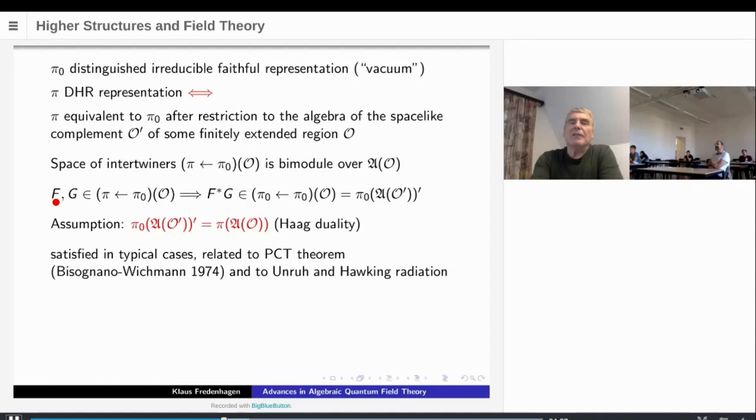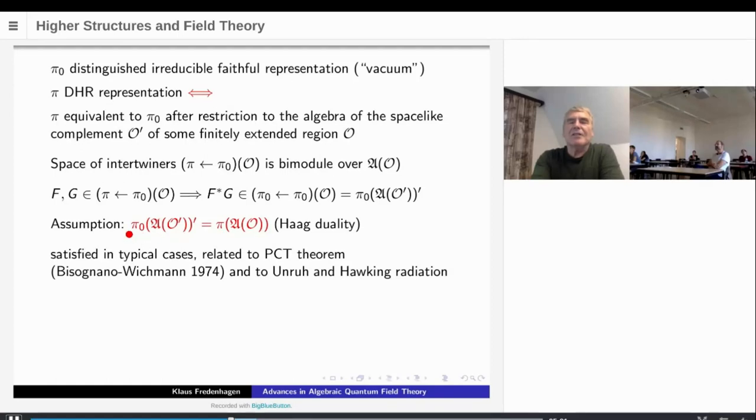Now let us look at two intertwiners, F and G, intertwiners from pi naught to pi, and form the product F star times G. This is now an operator from the vacuum Hilbert space to the vacuum Hilbert space. So it's an intertwiner from the vacuum representation to the vacuum representation. And by definition, it commutes, so this prime denotes a commutant. It commutes with all observables in the spacelike complement. In particular, it commutes with elements of the algebra A of O prime. Here's a typo here. This should be pi naught of A of O prime.